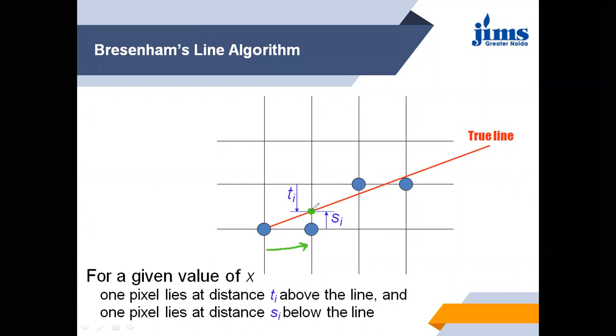Now we have to check whether the value of y is closer to this pixel or to this pixel. Suppose this is A and this is B. When it is closer to pixel A, we will glow this pixel, and when it is closer to B, we will glow that pixel.